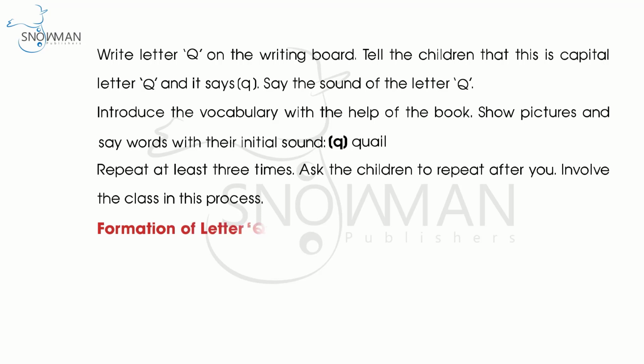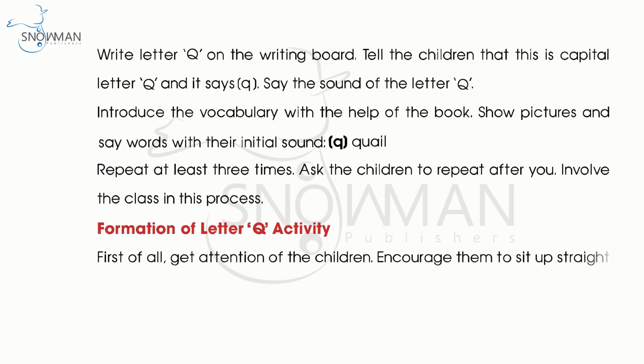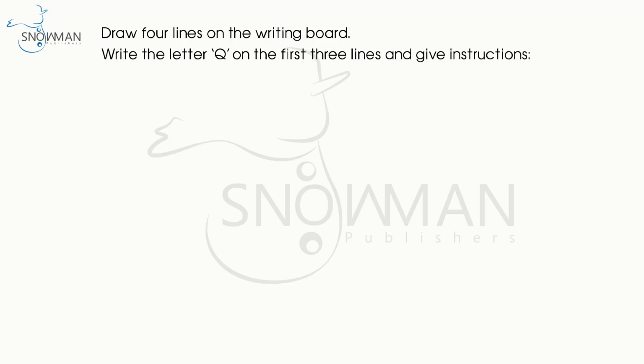Formation of letter Q activity. First of all, get attention of the children. Encourage them to sit up straight and not bend their backs. Draw 4 lines on the writing board. Write the letter Q on the first 3 lines and give instructions.